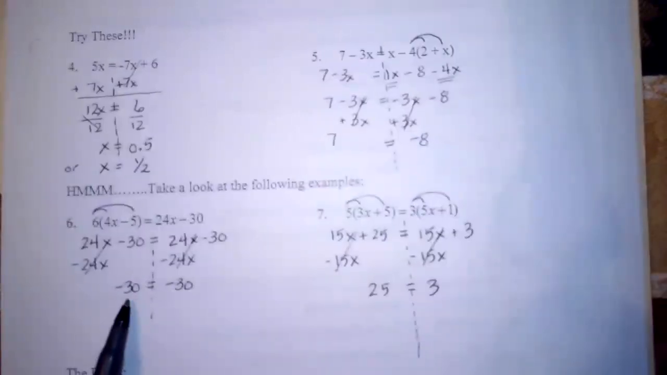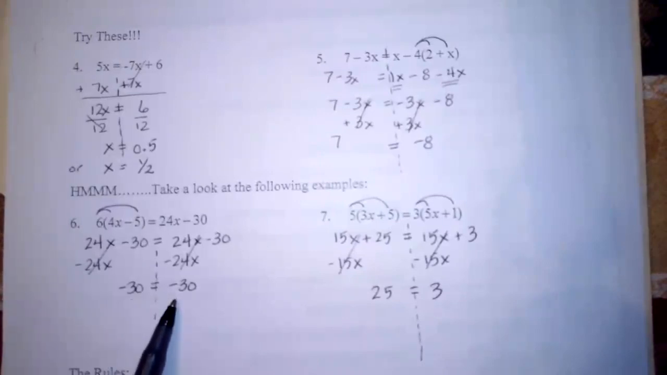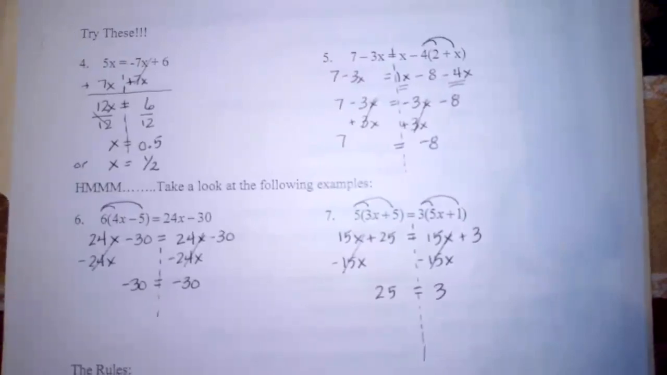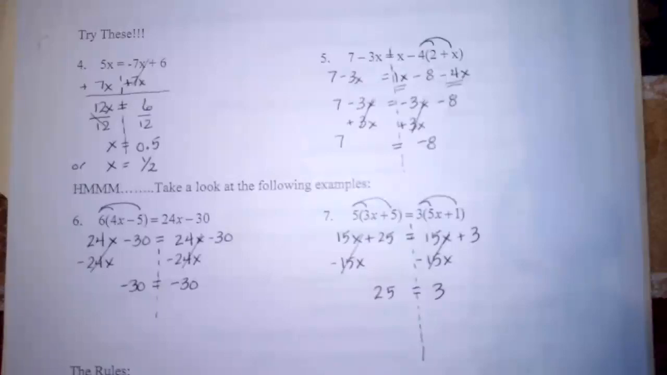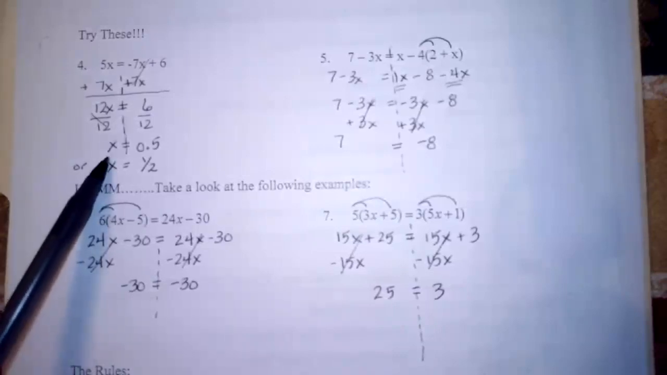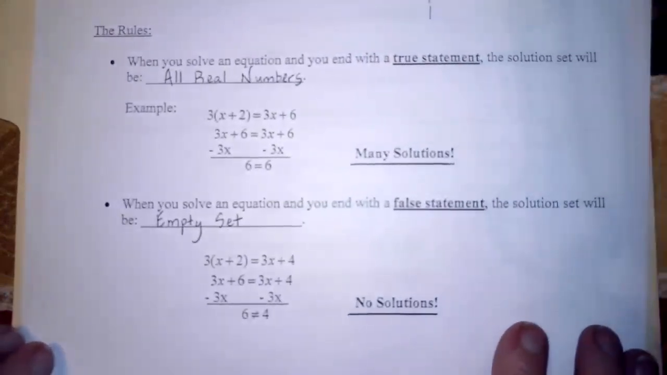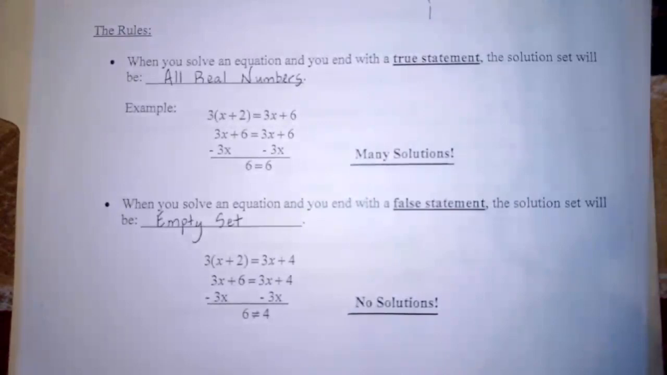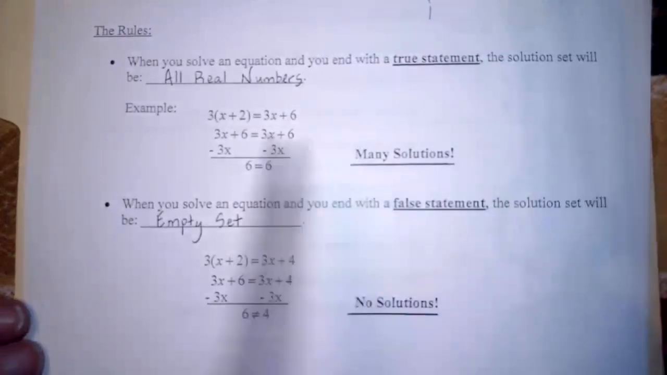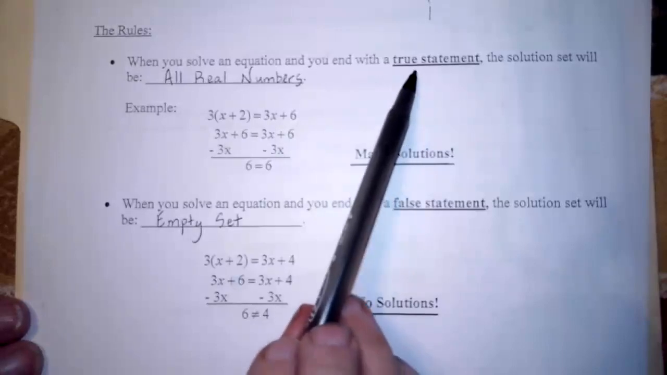If we look at number 6, though, we have -30 equals -30. That is true. So what does that mean as far as when we're trying to solve an equation and find out what is the solution? In our problem up here for number 4, our solution, we would say, was x equals 0.5 or x equals 1/2. For these problems, it can be a little different. And let me slide up to the bottom of the page here. So you can see kind of on the bottom here what that means. So in our 2 examples, when you solve an equation, you end up with a true statement.